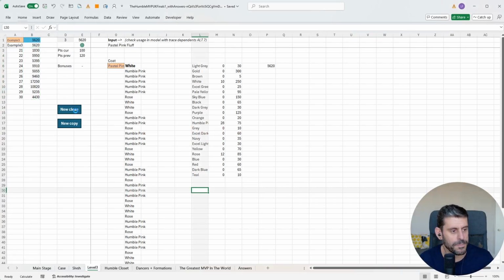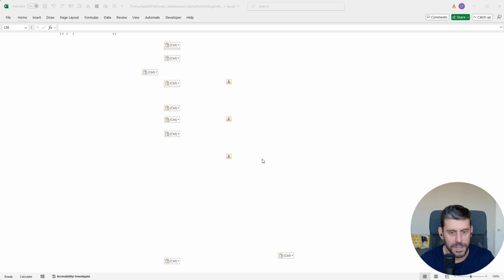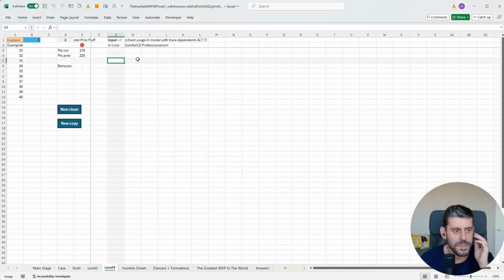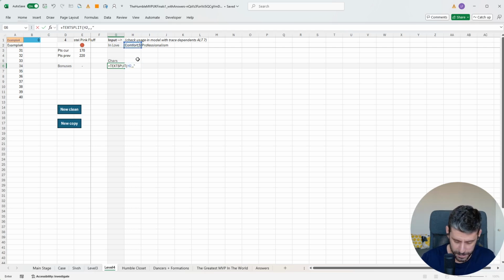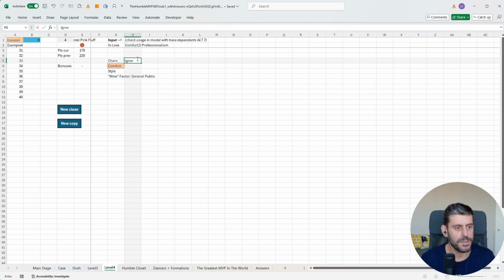So I just did a clean version of this. Actually, we need the characteristics. So I did a text split of this over semicolon. Okay. Then ignores, this is priorities actually.